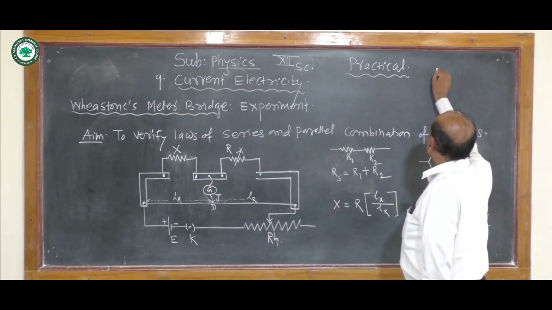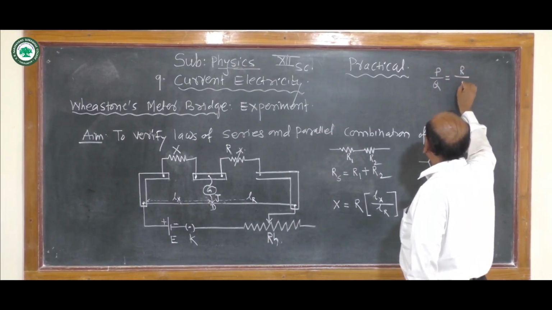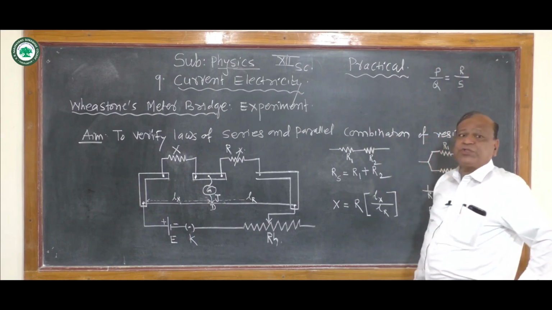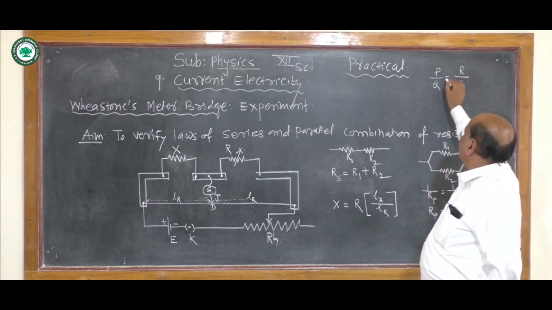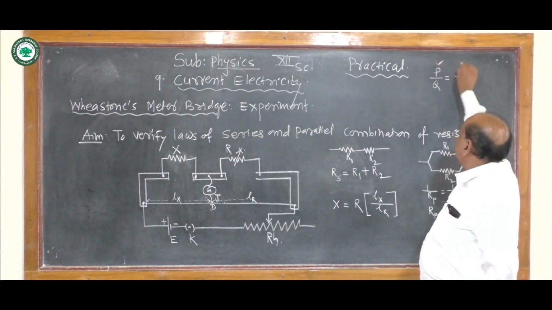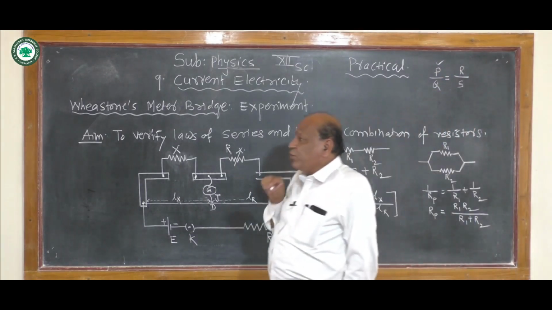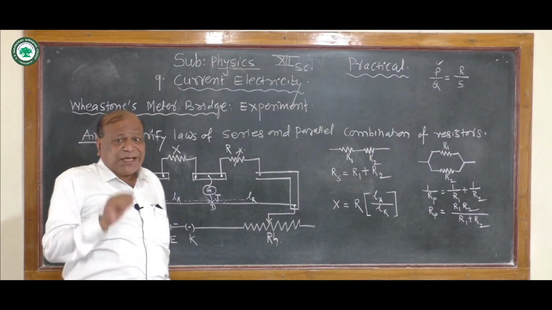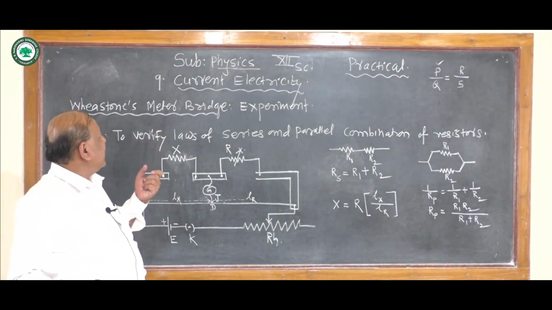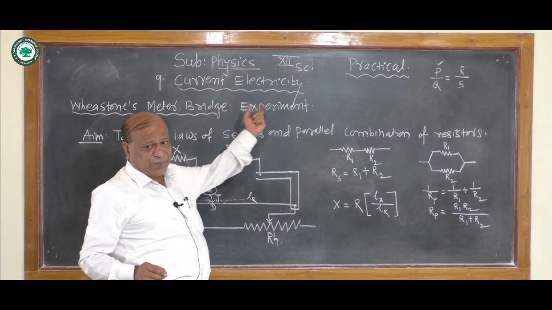If that network consists of 4 resistors, then the balancing condition is P divided by Q is equal to R divided by S. Now these 4 resistors are connected in a Wheatstone's bridge. Knowing the value of any 3 resistors, we can calculate the 4th resistor using this balancing condition. This theoretical work of Wheatstone's network is practically verified in our laboratory, and therefore there is a very important experiment concerned with this syllabus, the Wheatstone's meter bridge experiment.